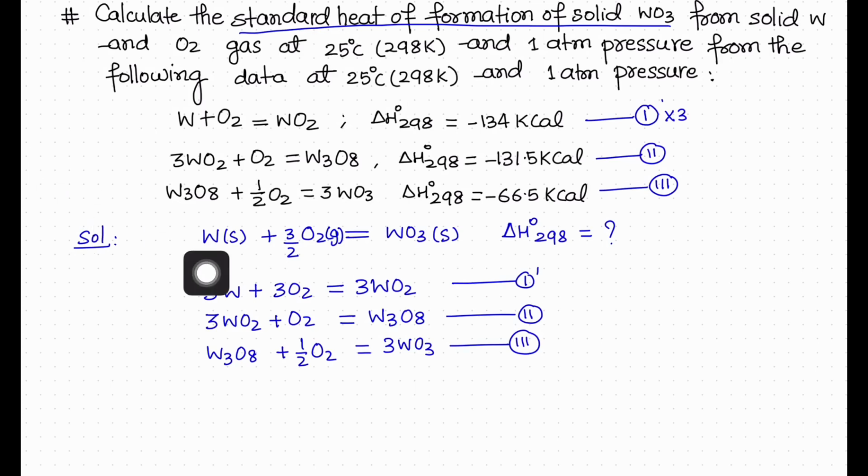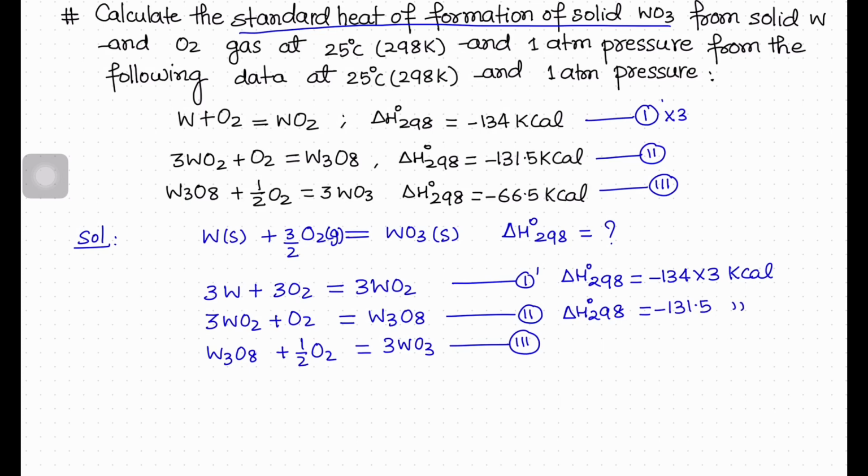Now we'll put the value of the delta H naught. If you are multiplying this with 3, then delta H naught, since it is an extensive property, will also get multiplied. So it will now be 134 into 3 kilocalorie. We are keeping this equation as it is, so it will be the same, minus 131.5 kilocalorie, and this will also be the same, that is minus 66.5 kilocalorie.